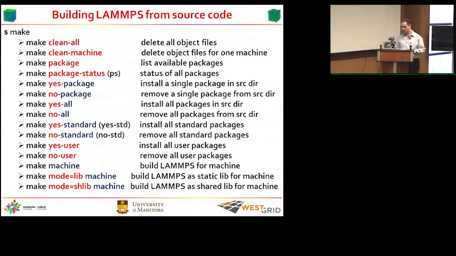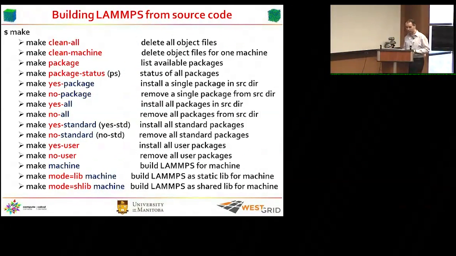To list all the packages with LAMMPS, just type make package. To see the status of the packages, to see if a package is already included or not, type make package status. If the package is installed, it will say installed. If it's not included, it will say not installed. If you want to remove a package, just type make no and the name of the package. If you want to add the package, make yes and that package.